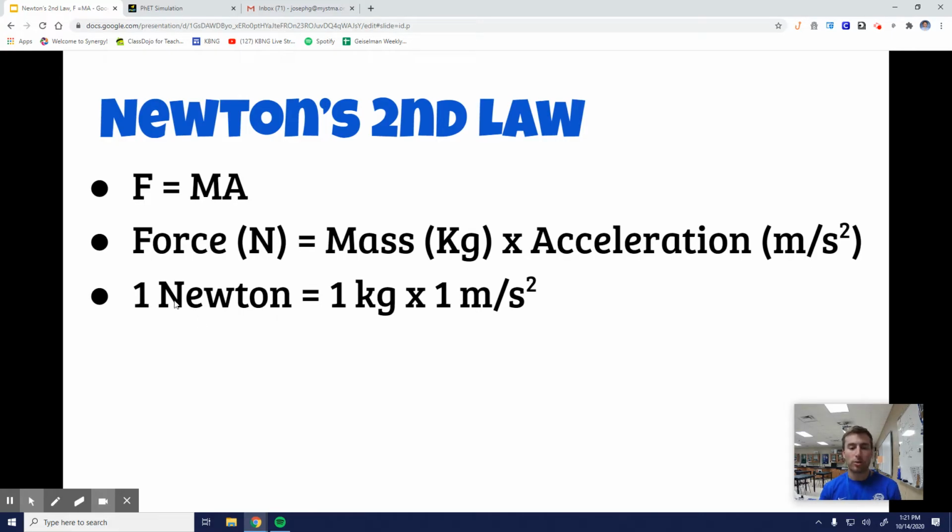Now, 1 Newton is equal to 1 kilogram multiplied by 1 meter per second squared. So that's how we arrive at the force of a Newton. A Newton can also be called a kilogram times meters per second squared, but it's much, much easier to just call it Newton. So when we work with forces, we're working with Newtons.